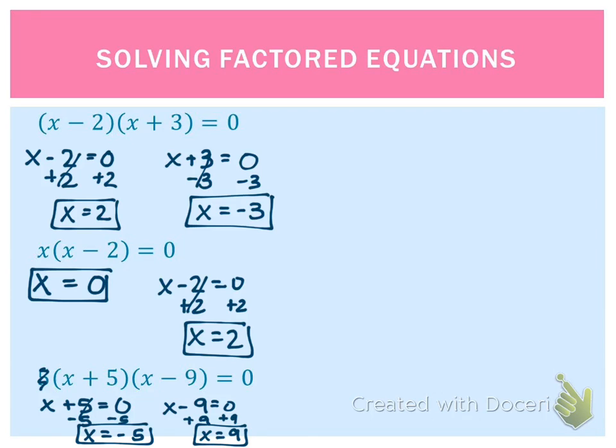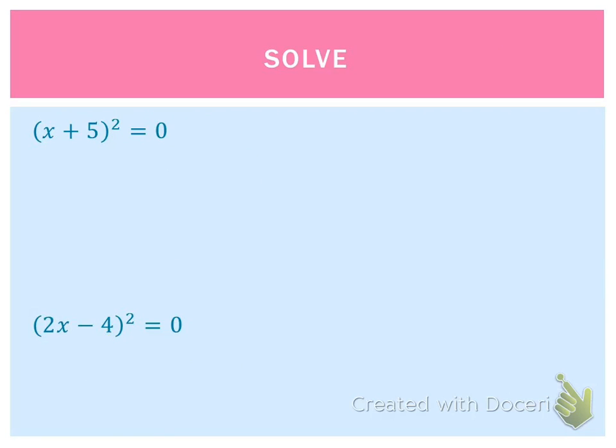All right, let's do some more. Now, this says x plus 5 squared, which we learn means that x plus 5 is just written 2 times. So we're going to have x plus 5 times x plus 5 equals 0. But let me ask you a question. Am I going to get a different answer when it's the exact same problem? No. So let's go back to that rule that I just taught you.